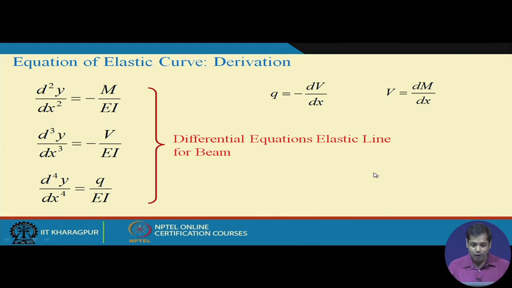Okay, now quickly the final derivation. These are the expressions we just derived, and this is the expression that we also derived. Now substitute this into this equation, we get this, and then substitute this into this equation, we get this, and again substitute this into this equation, we get this. Now these are the differential equations of the elastic line for a beam, or differential equations for the elastic curve.